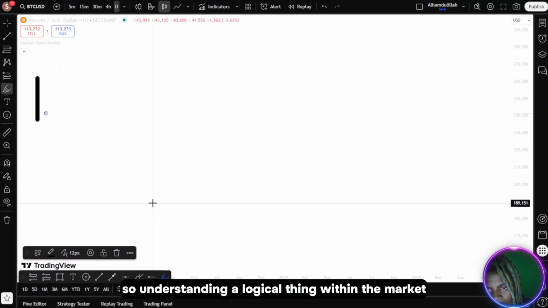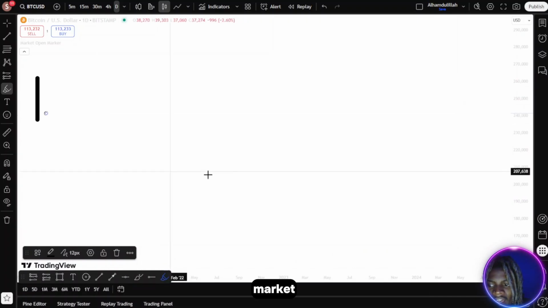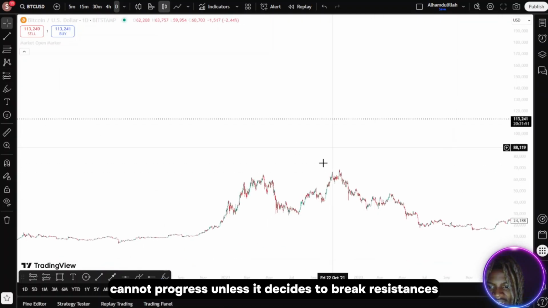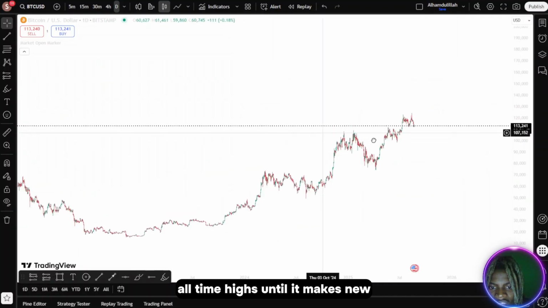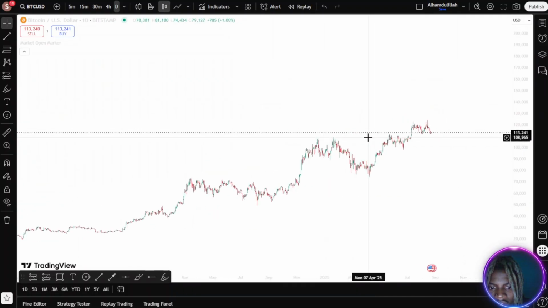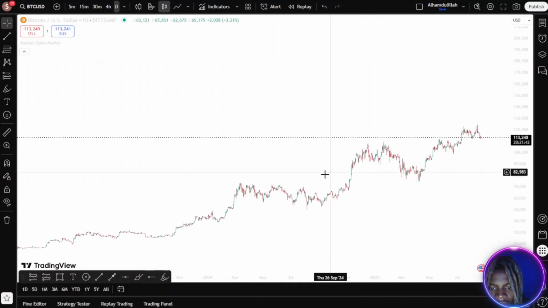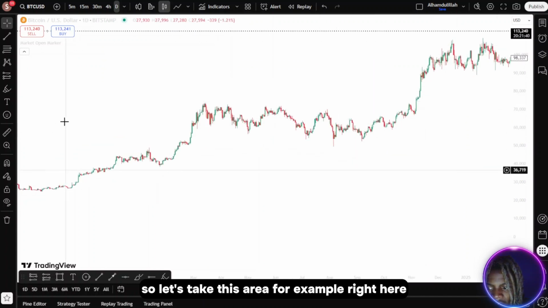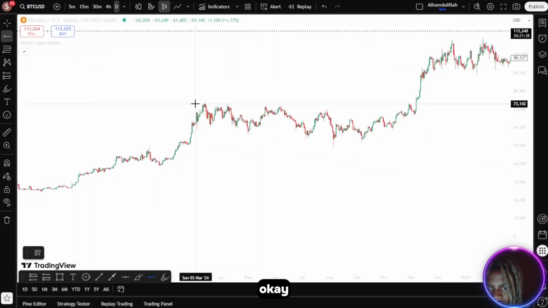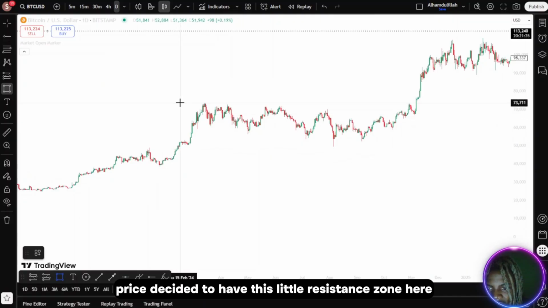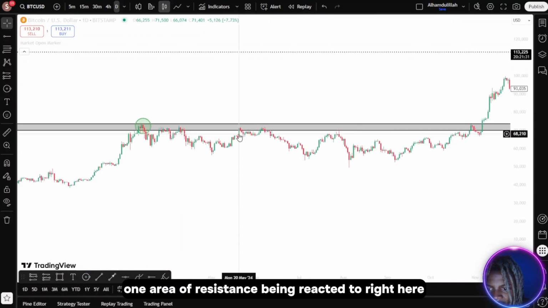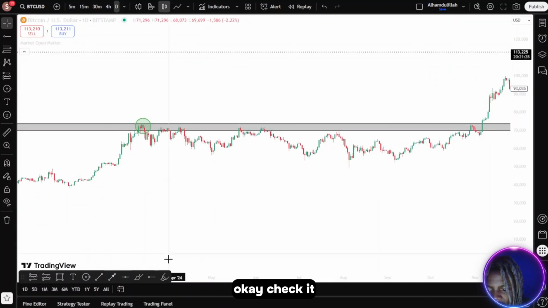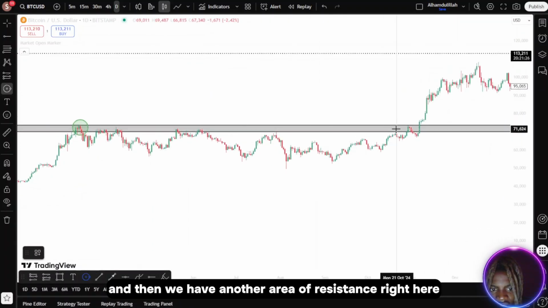Okay. So understanding a logical thing within the market cannot progress unless it decides to break resistance. Okay. So market cannot break into new all-time highs until it makes new or breaks resistances. Okay. So let's take this area, for example, right here. Okay. Price decided to have this little resistance zone here. Okay. We have one area of resistance being reacted to right here. Okay. Check it. And then we have another area of resistance right here.